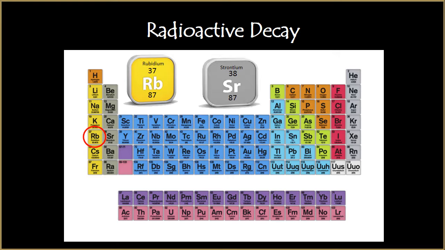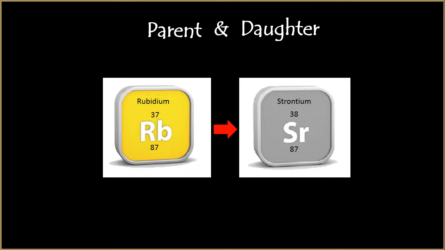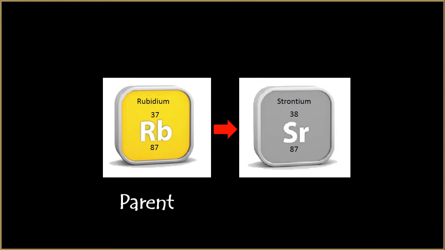In the last presentation, we learned about the process of radioactive decay, where an isotope of one element decays into an isotope of another element. After a quick review, we will learn how scientists use this process to estimate the age of rock layers in the geologic column. One example of radioactive decay is the parent isotope rubidium decaying to form the daughter isotope strontium.